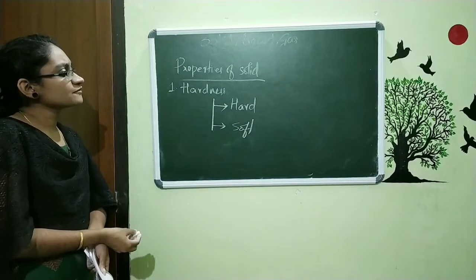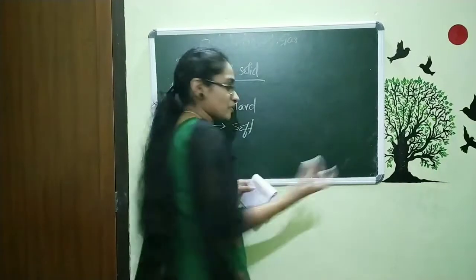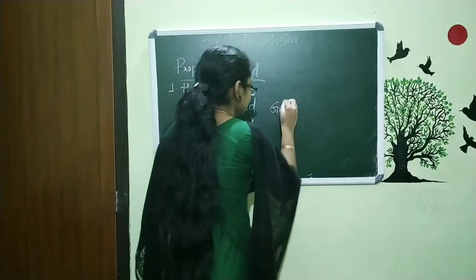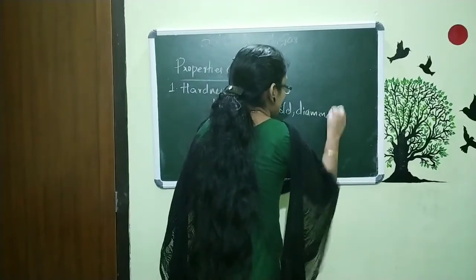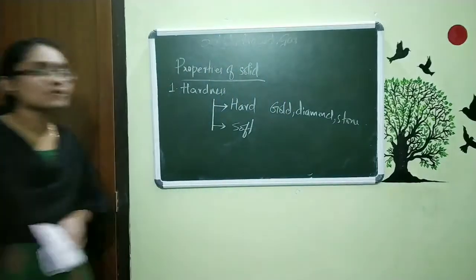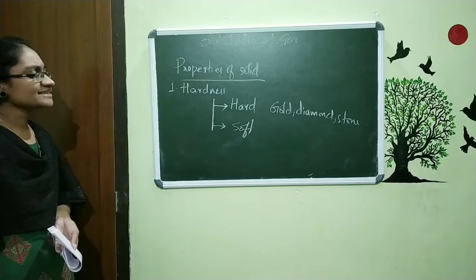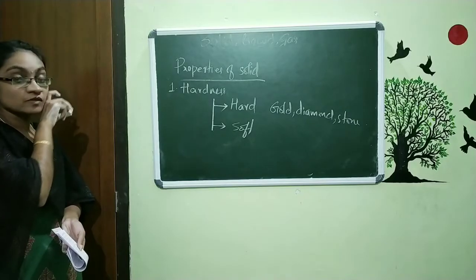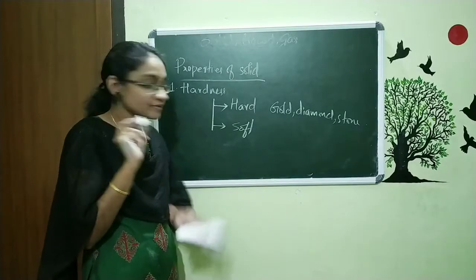What are the examples for the hard solids? Very simple. We can say stone or gold, diamond, stone, etc. These are some of the examples for the hard solids. And which are the examples for the soft solids? It is something new for you. So, you want to remember the names.